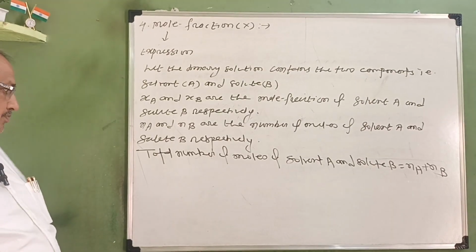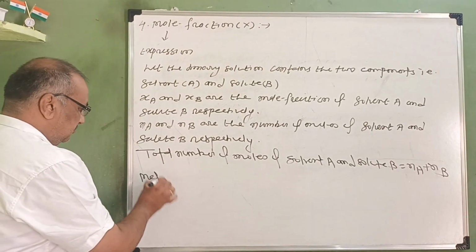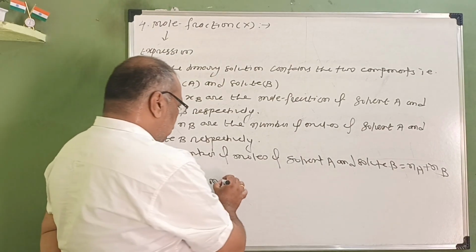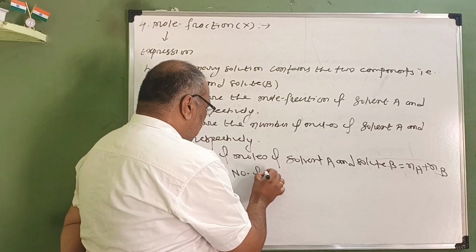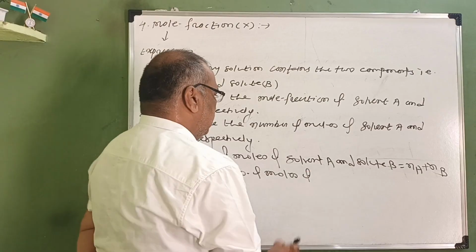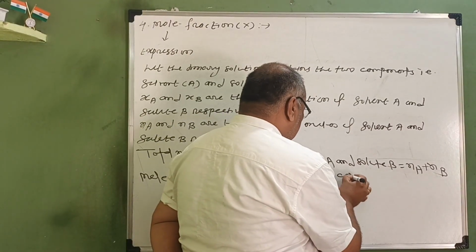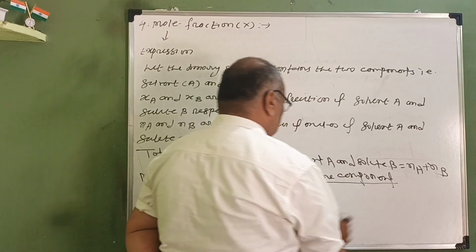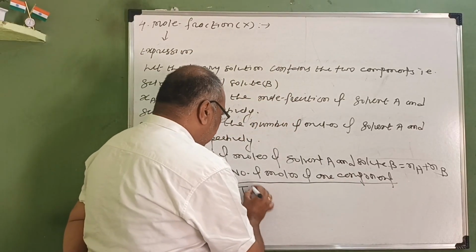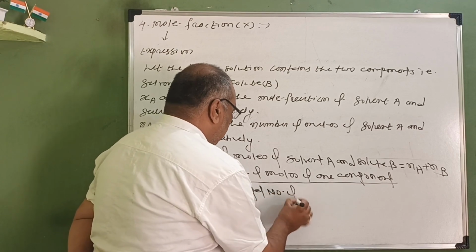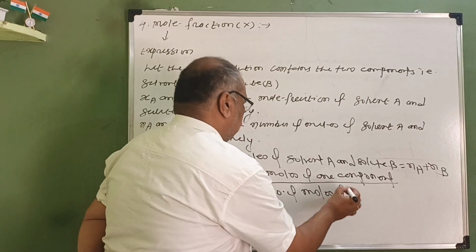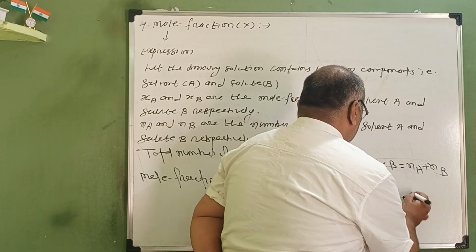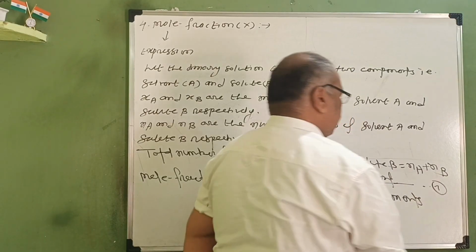Now here write down: mole fraction equal to the number of moles of one component upon the total number of moles of all components. Equation number 1.